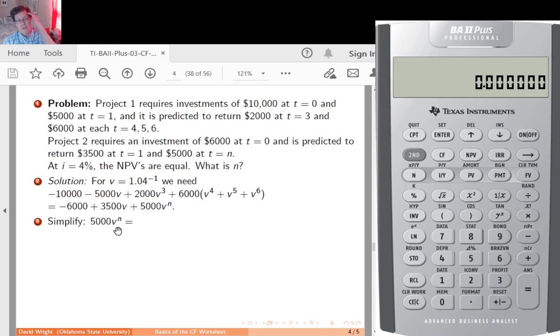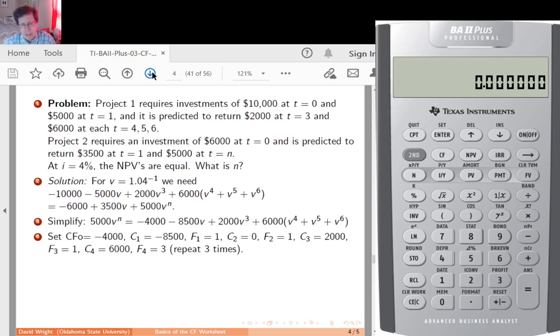So put 5,000 v to the n by itself and add 6,000 and subtract 3,500 v, and you're going to get, add 6,000 and negative 10,000, you get negative 4,000. Subtract 3,500 from negative 5,000, you get negative 8,500. Then all the other terms are the same, and that should be equal to 5,000 v to the n. And all we have to do now is plug in v equal to 1.04 to the minus 1, and you could solve for n.